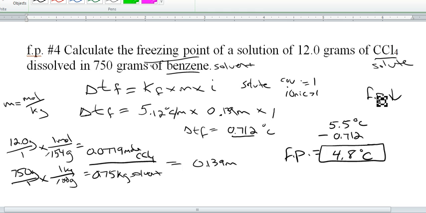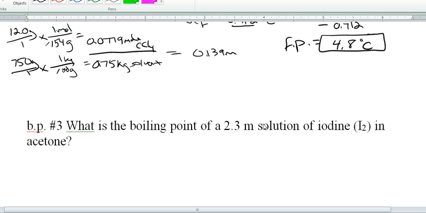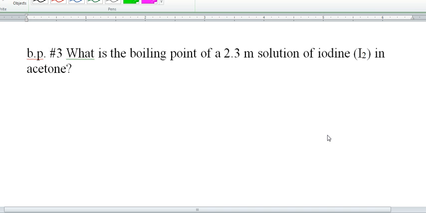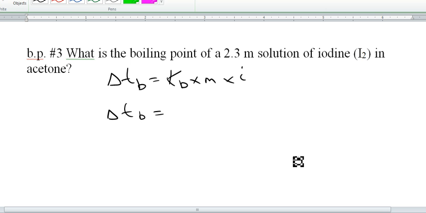Okay? Alright, we're going to continue and go down to boiling point 1. This is actually pretty straightforward. It asks what's the boiling point of a 2.3 molal solution of iodine in acetone. Same type of equation, change in temperature for boiling equals Kb times the molality of the solution times the i value. So again, we don't know what the change in temperature for boiling is. Again, we have to look up on the table.